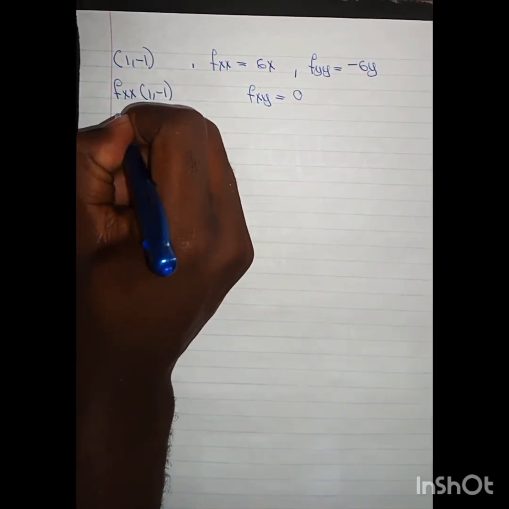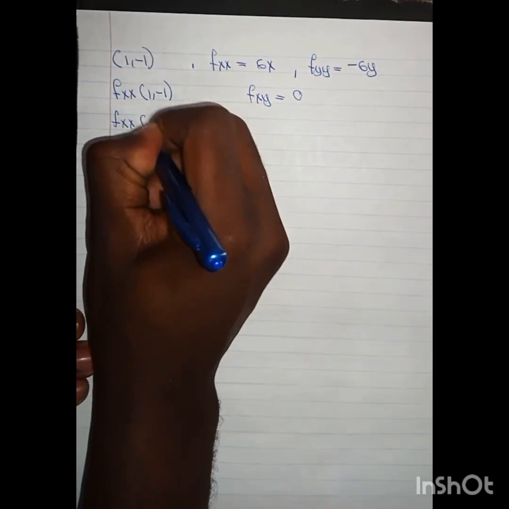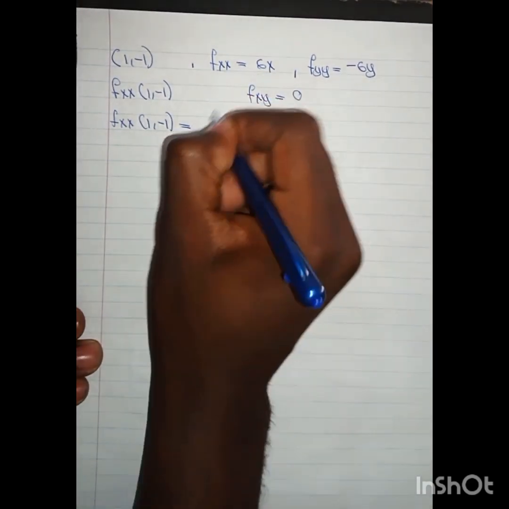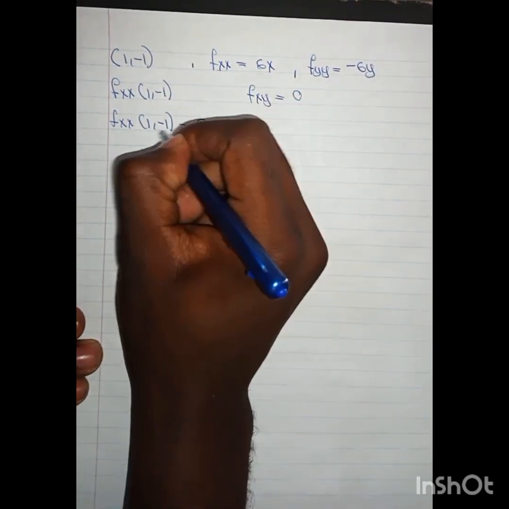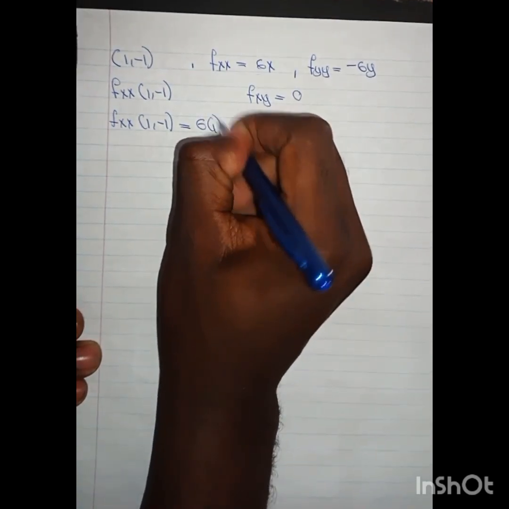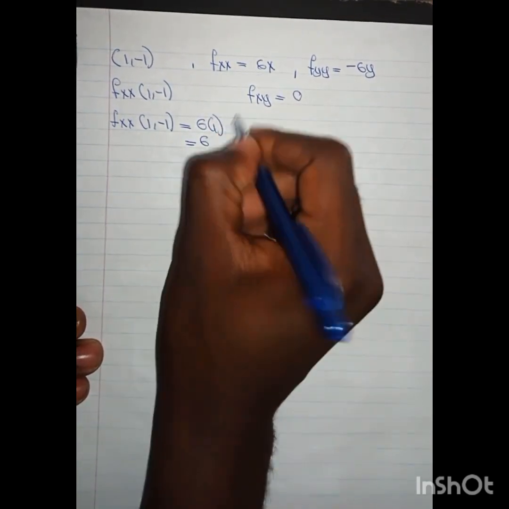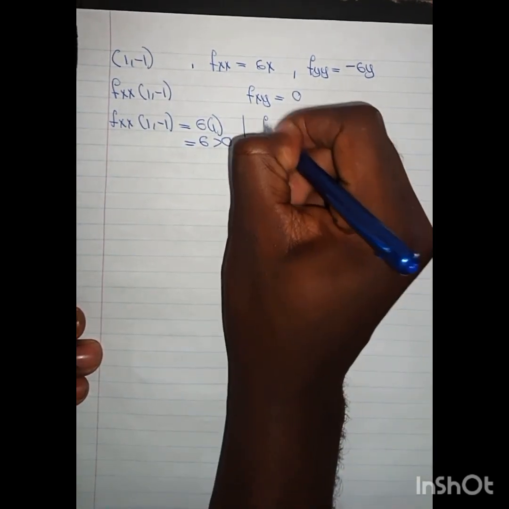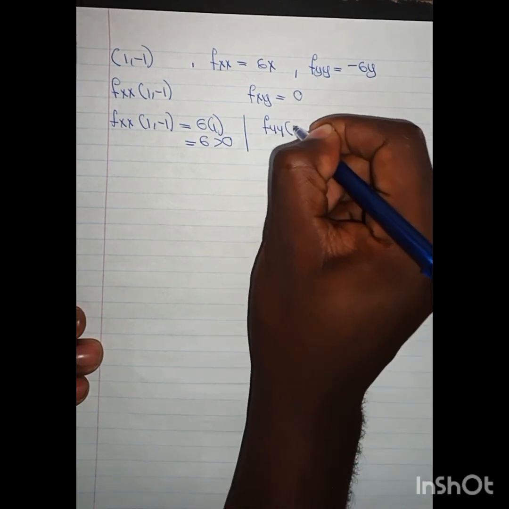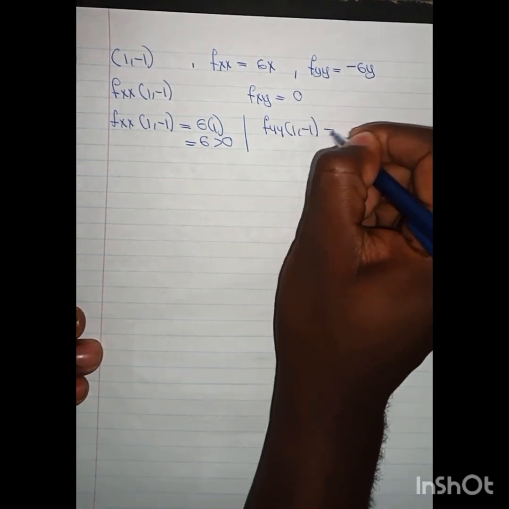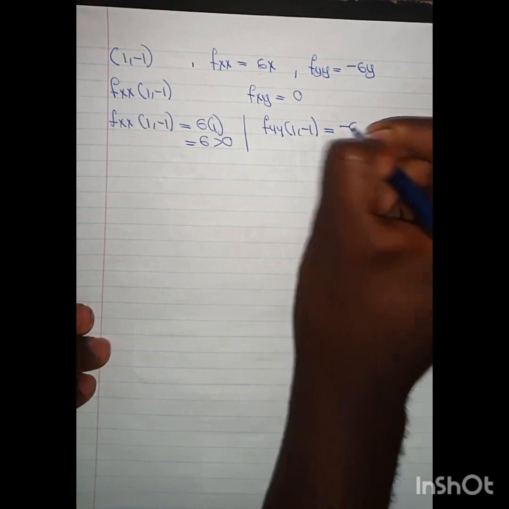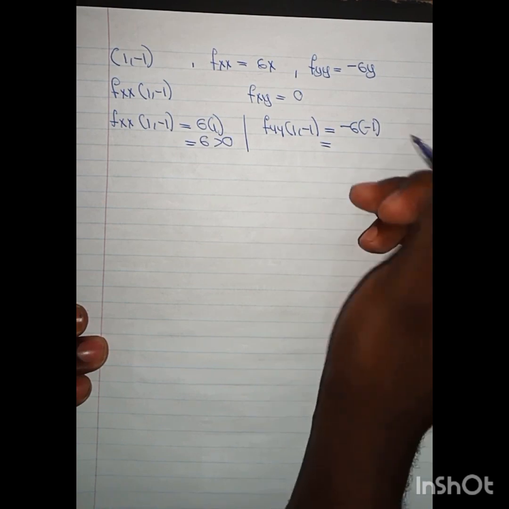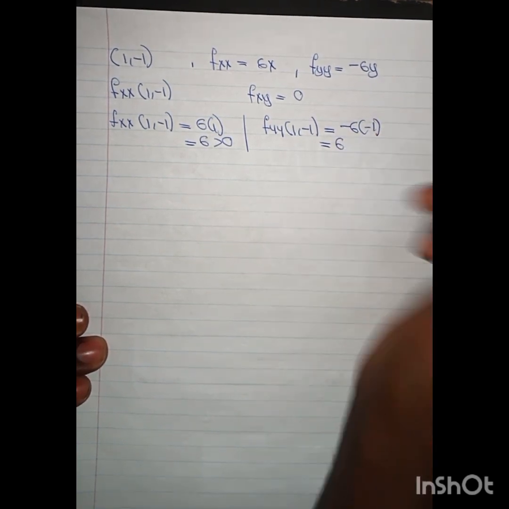Now let us say we want to find fxx at 1 and minus 1. So this is our equation. It means 6, where there is x, we substitute the value of 1. Then we have 6, and we check 6 is greater than 0. And then we come to f of yy at a point 1 and minus 1. This is equal to minus 6, and the value of y is minus 1, and minus 6 multiplied by minus 1 is a positive 6.